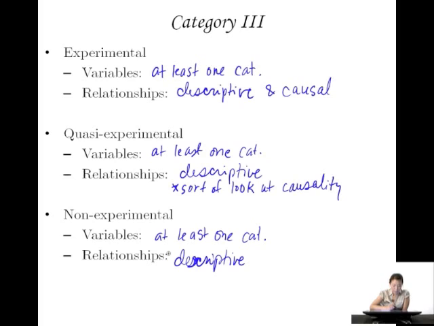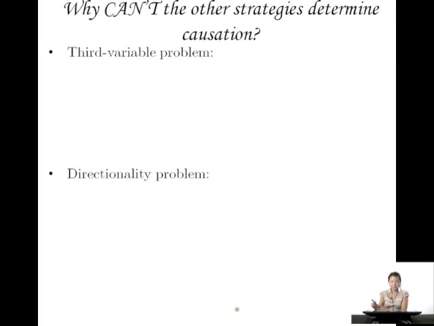Non-experimental variables are going to be quite different from experimental categorical variables, and we're going to talk next about what the difference is. Okay, actually, before we do that, we're going to first talk about why the other strategies can't determine causation. Because it seems so exclusive to the experimental research strategy. What's wrong with the other ones? Well, all of the other strategies have 2 fundamental problems that they cannot escape. So here's the big issue.